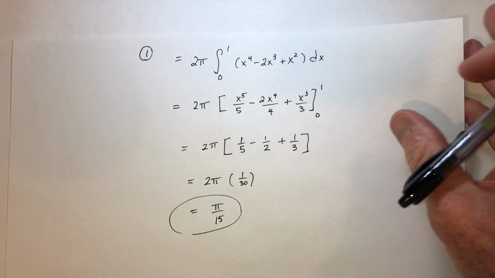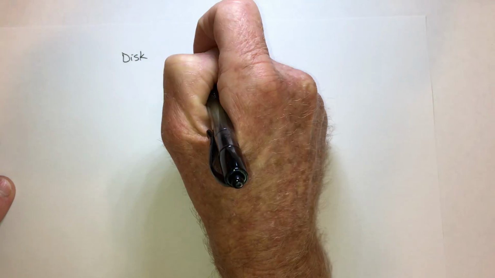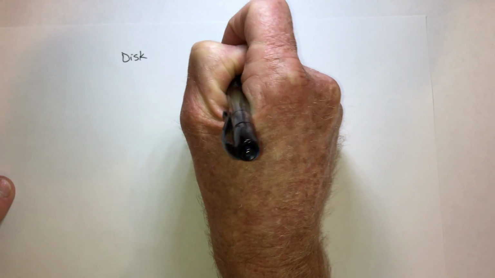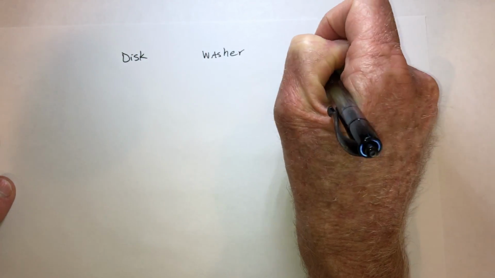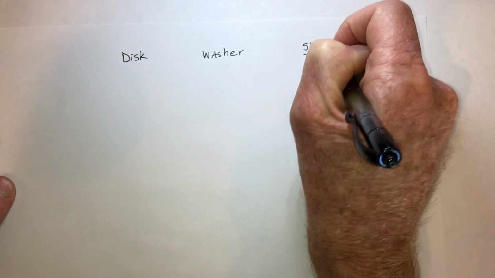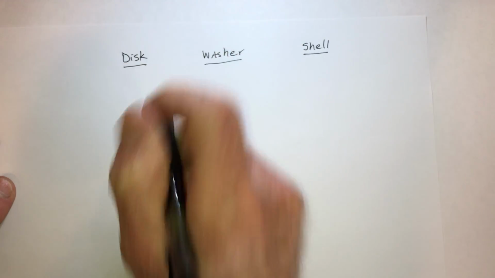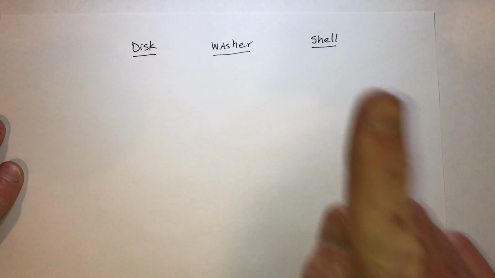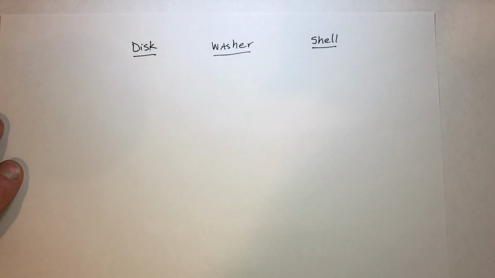Now, before I go on to other examples, I'm just going to do a real quick recap of the 3 different methods. So there's the disk method, the washer method, and the shell method. And usually it does not tell you to use such and such method. It's usually up to you to determine.